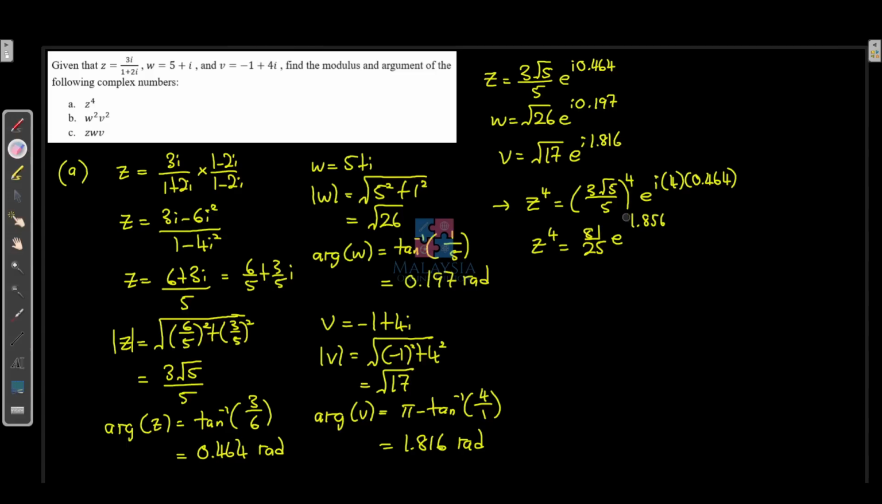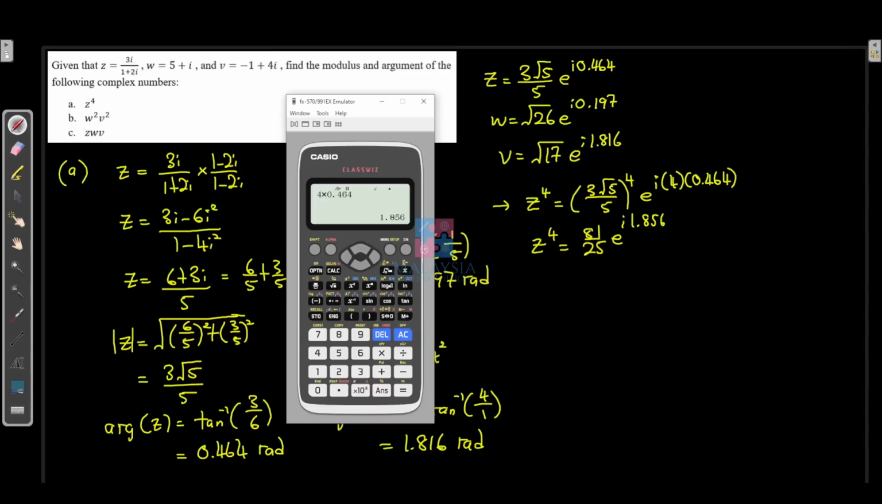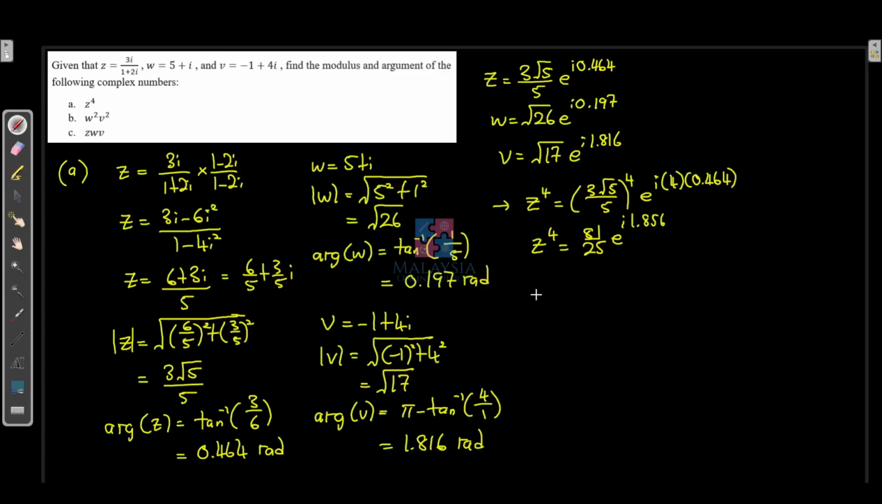Remember to always check whether your argument is in the range or not, because the range is until pi, and the value of pi is 3.141. So this is in the range of the argument allowed. So we can say that the modulus of z to the power of 4 is 81 over 25, and the argument of z to the power of 4 is equal to 1.856. Done. That's all for question part A.